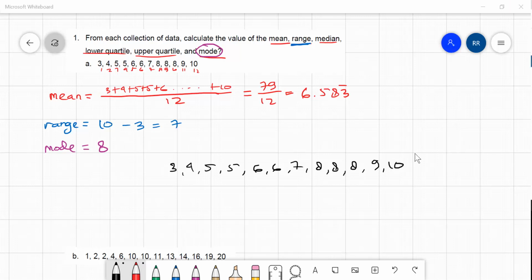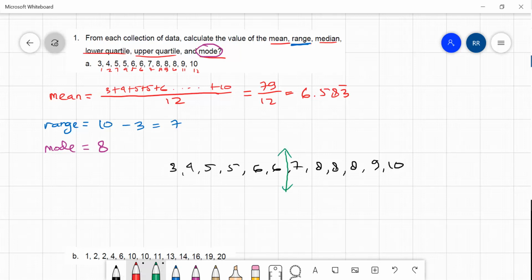Okay, so how many data do we have here? We have 12 data, right? So the middle of this, if we split this into 2 equal parts, left side and right side, the cut is going to be in here, right? Sorry, I'm going to use another color. I'm going to use green. Okay, there we go, like in here, right?